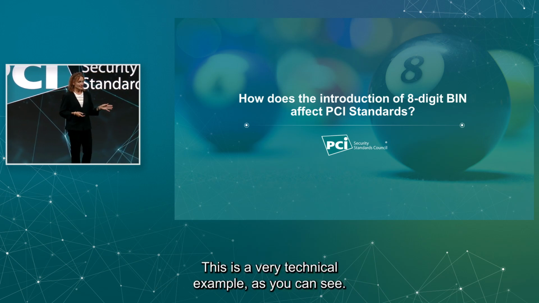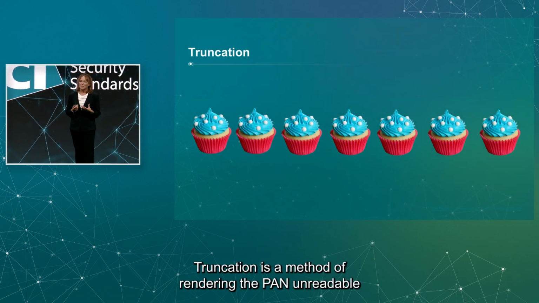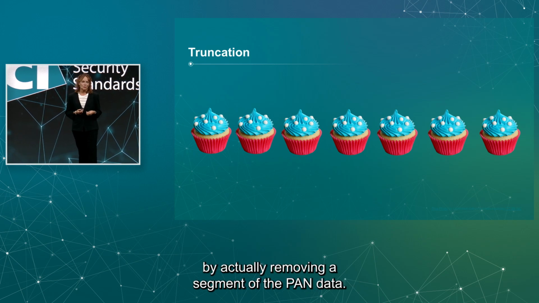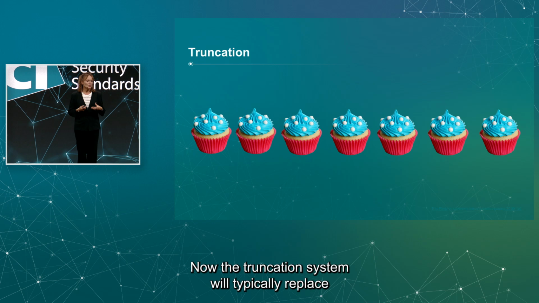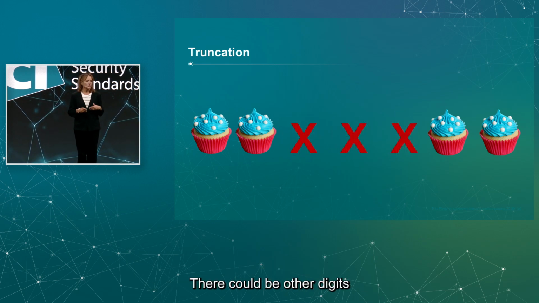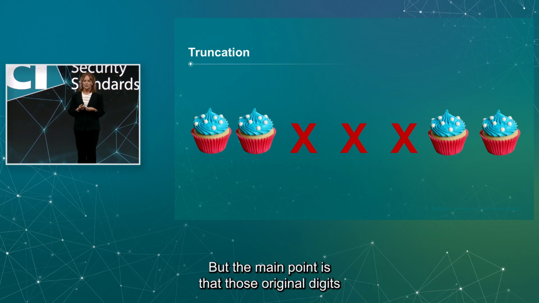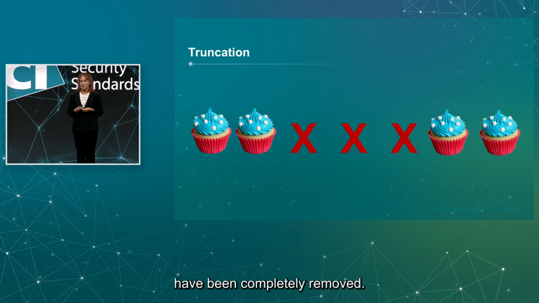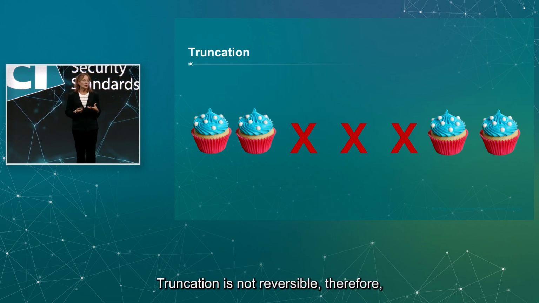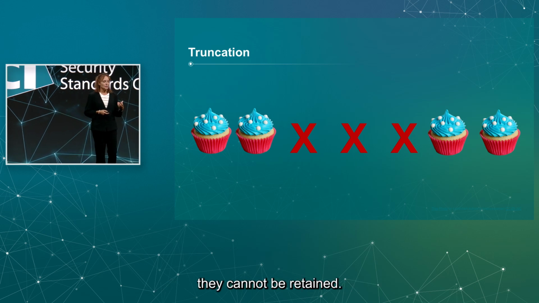This is a very technical example, as you can see. Truncation is a method of rendering the PAN unreadable by actually removing a segment of the PAN data. Now, the truncation system will typically replace the removed digits with something else. They could be other digits or they could be some form of character. But the main point is that those original digits have been completely removed. Truncation is not reversible, therefore. Because these digits have been removed, they cannot be retained.